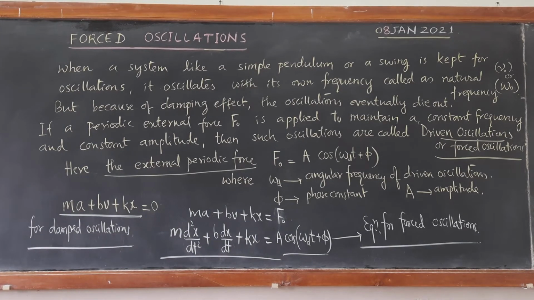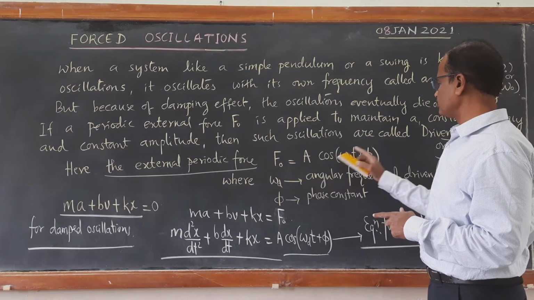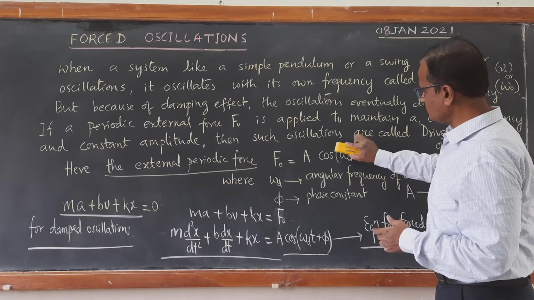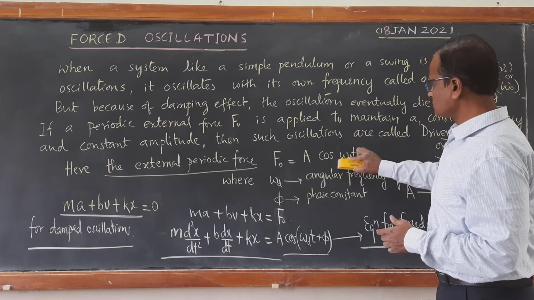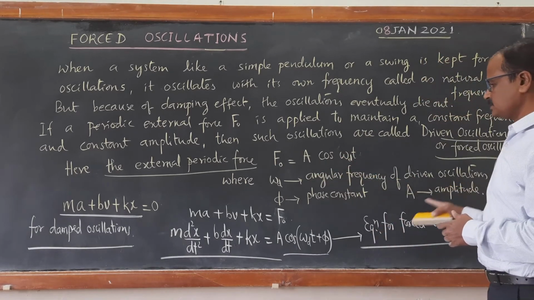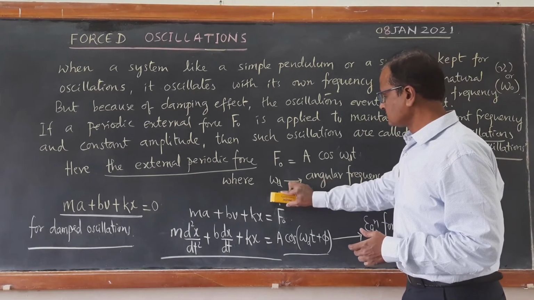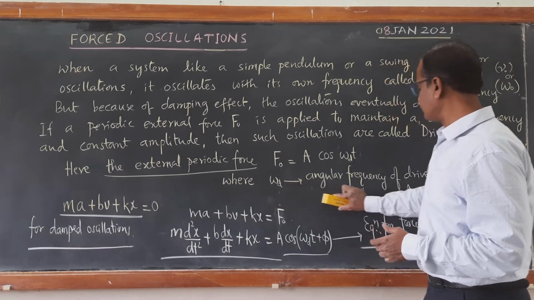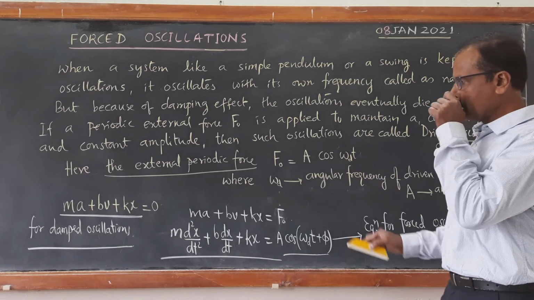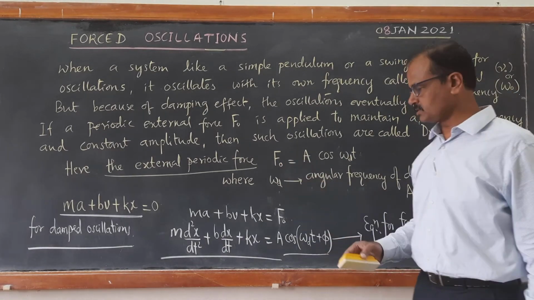There is a small correction here. We have assumed the external periodic force to be F naught equal to A cos omega d t. Let us assume that the phase is 0, so the equation becomes simple. Here omega d is the angular frequency of driven oscillations, and there is no harm in assuming that the constant phase is 0. Here A is the amplitude of this periodic force, right?